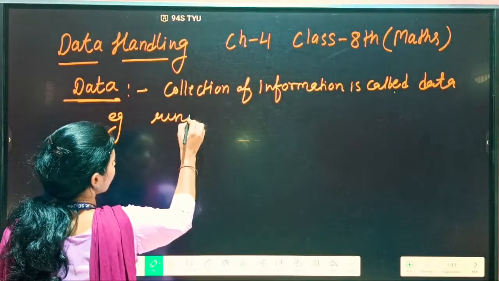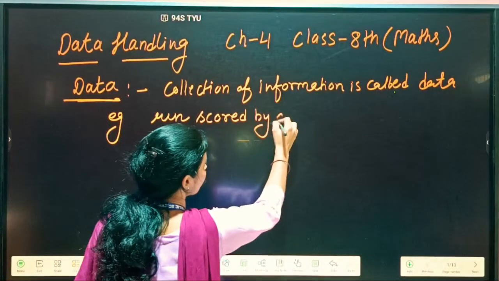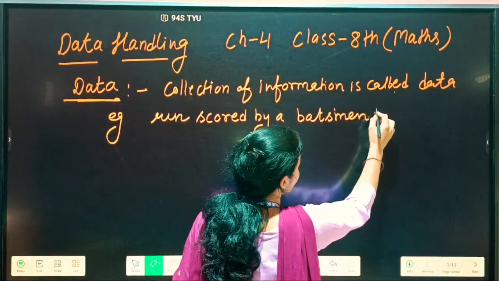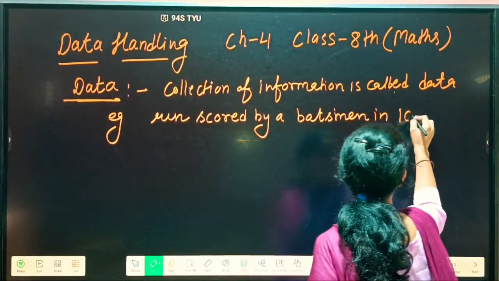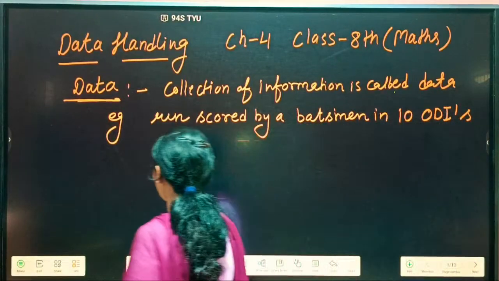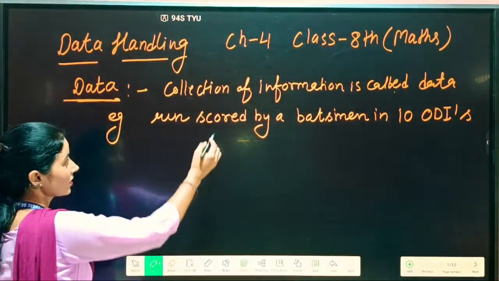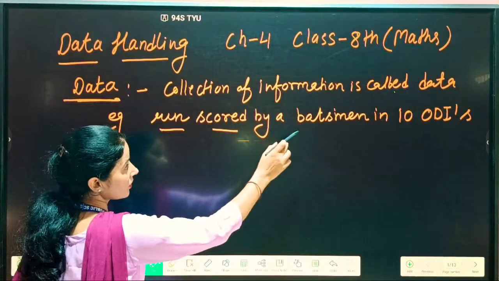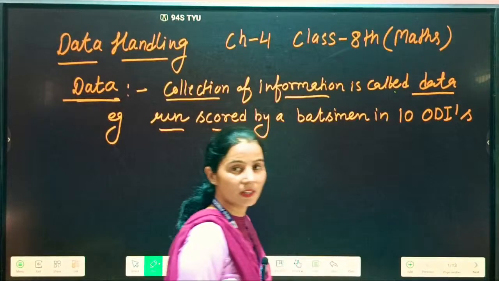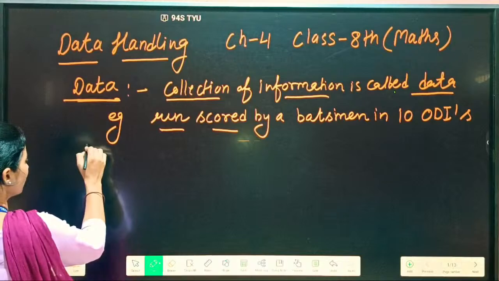Runs scored by a batsman in 10 ODIs. This is a collection of information, and collection of information is called data. Now see, data is of two types.